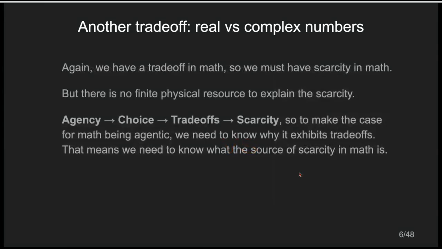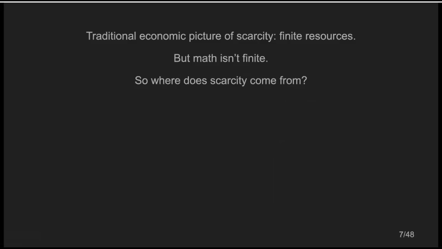So we have trade-offs, and therefore we must have scarcity. But again, there's no finite physical resource. We don't have a finite amount of numbers. We don't even have a finite amount of fields. So what's going on? To understand agency in mathematics, we need to solve this problem, because I'm arguing that scarcity is necessary for agency. So we need to understand what scarcity is in mathematics. So here's what we have so far. Economics tells us scarcity is about finite resources. Math isn't finite, and yet it has scarcity because it has trade-offs. So where does scarcity come from?